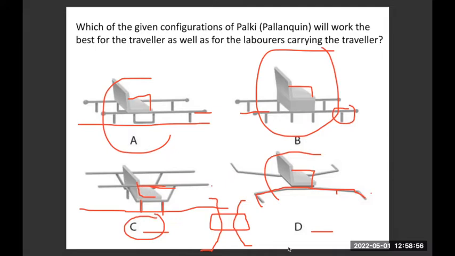Options A, B, and D, because they are raised on that stand which is there, for D, the height of the traveler who is sitting will be too much. And that's where he might feel uneasy, might feel unstable. And of course, with that hand rest or hand support missing, it is slightly uncomfortable or unstable that way. So option C works the best of all these 4 designs.